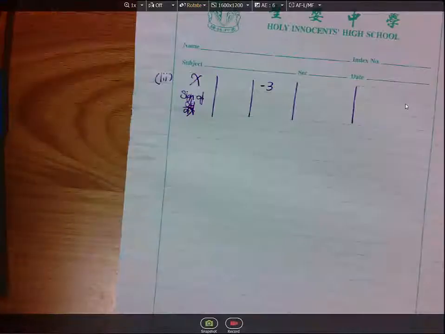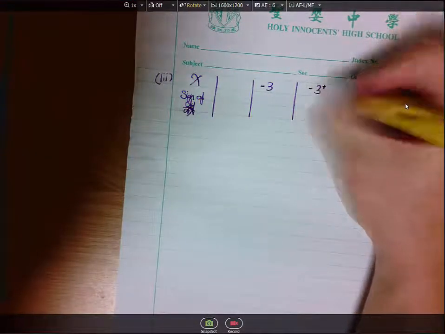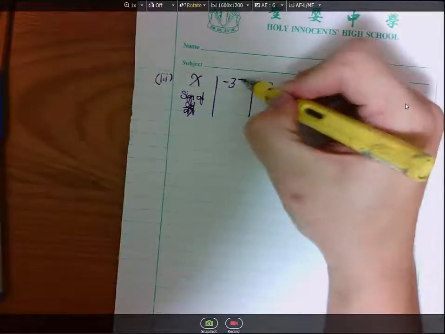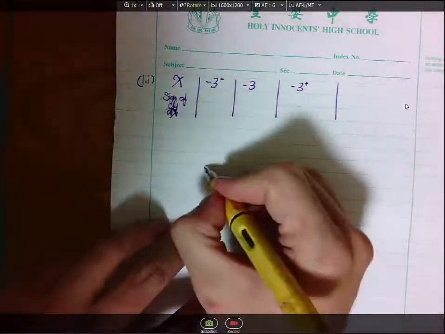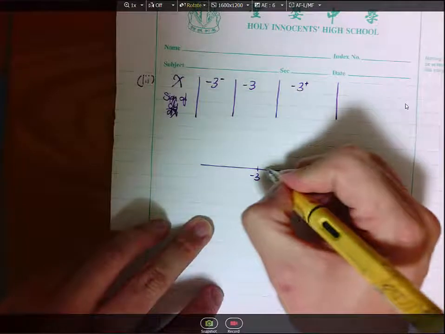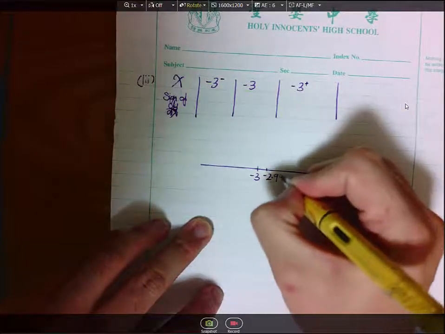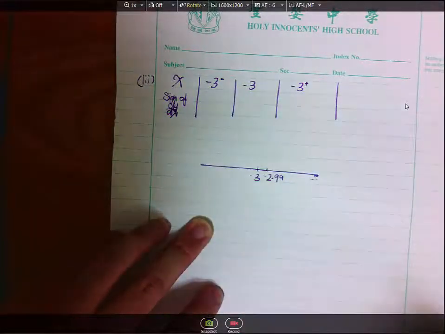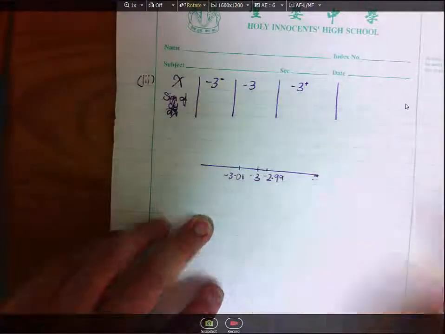Okay, so basically it works like this. We start at negative 3, then we go for something slightly larger than negative 3, and something slightly smaller than negative 3. If you see a number line, this is negative 3. Something slightly larger than negative 3 is negative 2.99. Something slightly smaller will be maybe negative 3.01.